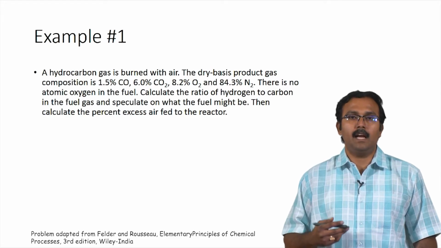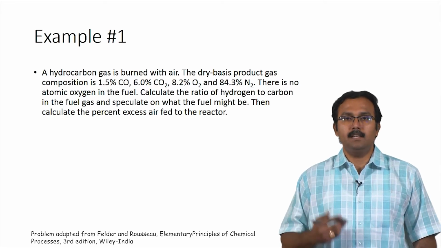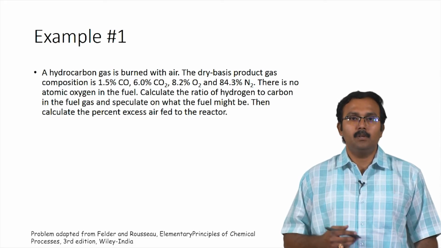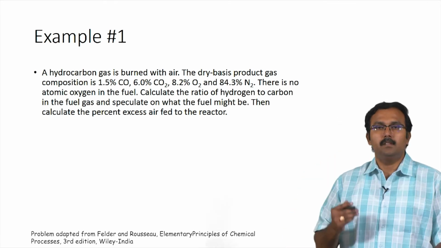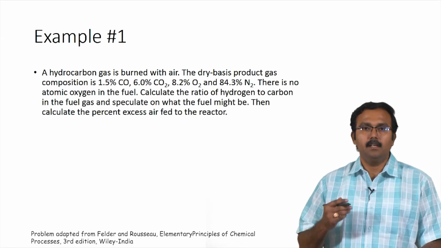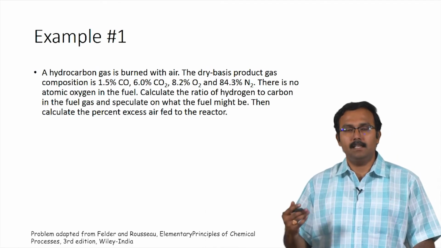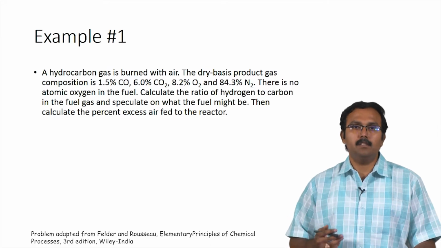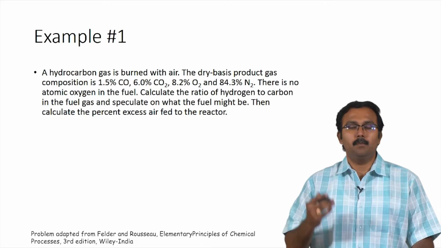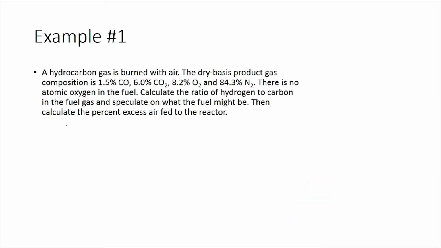So, here you are asked to calculate the carbon to hydrogen ratio, which would help us in identifying what fuel has actually been used. So, let us see how we can solve this problem. Just like any other material balance problem, we will start with assuming a basis. Here the composition of the product gas is known. So, this is the dry basis. So, based on that we will use the basis for the product gas on a dry basis. So, the basis would be 100 moles of dry product gas.